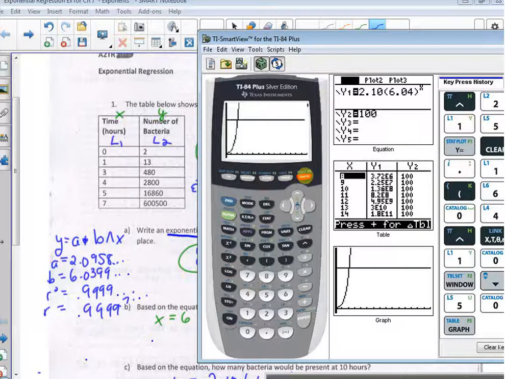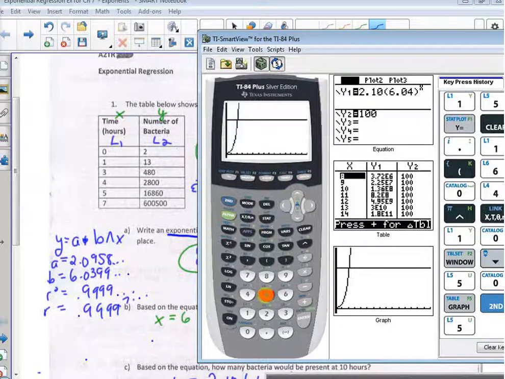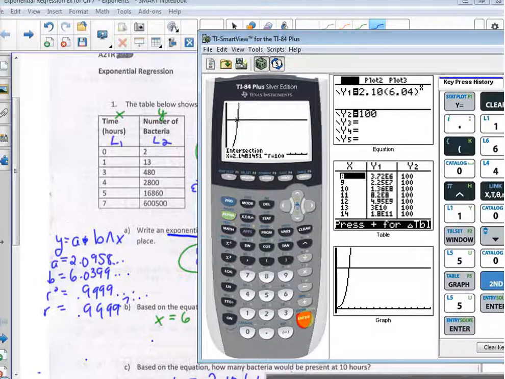All right, so there it is, and I need the intersection of that. So my window was fine. So now go to second trace, choice 5, and you can just hit enter, enter, enter. And look at it, 2.148. So I said 2.2. It's actually 2.1 because the 4 keeps it down.